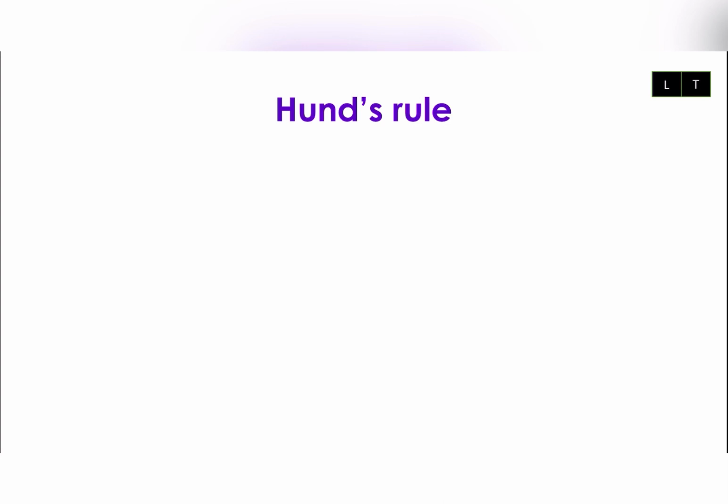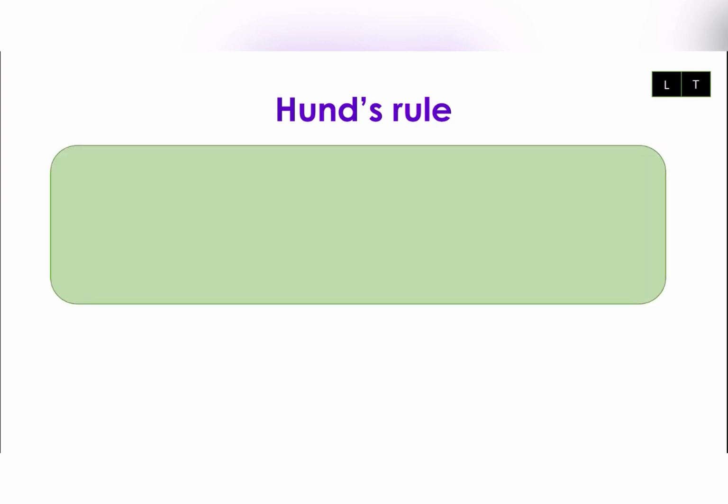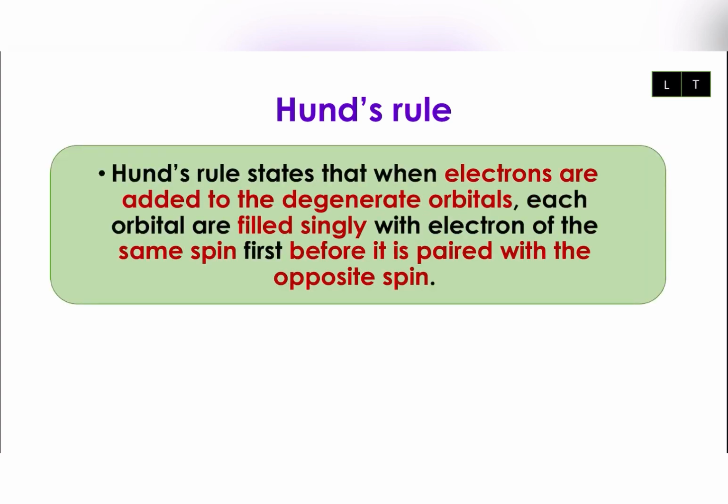In this video, we are going to continue with the last rule for electron filling in atomic orbitals, which is Hund's rule. Hund's rule states that when electrons are added to the degenerate orbitals, each orbital is filled singly with an electron of the same spin first before we pair it with the opposite spin.